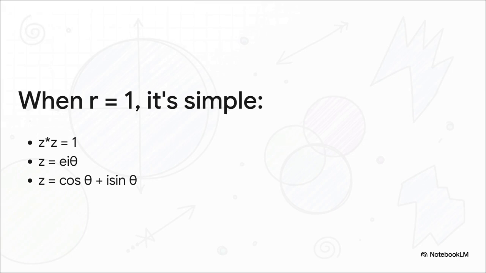When that length r is locked in at 1, everything becomes beautifully simple. Multiplying a number by its conjugate just gives you 1. The polar form slims down to just e to the i theta, and this formula, which is the famous Euler's formula, reveals a stunning connection between imaginary numbers and the trigonometry of circles, linking it all to cosine and sine. It's truly one of the most beautiful equations in all of mathematics.